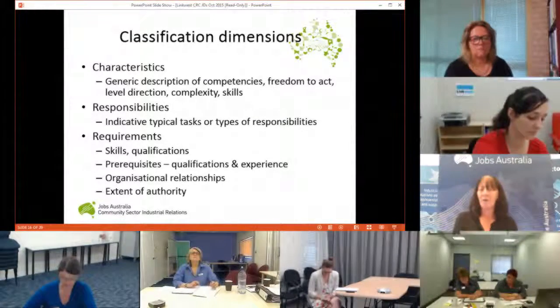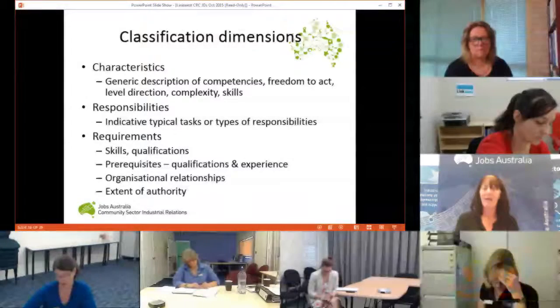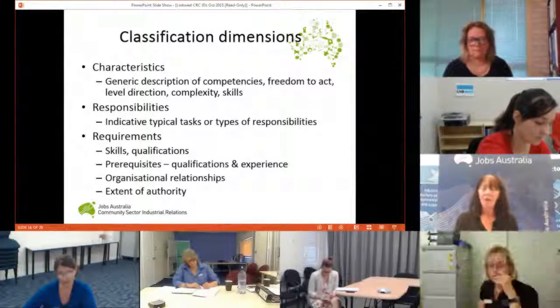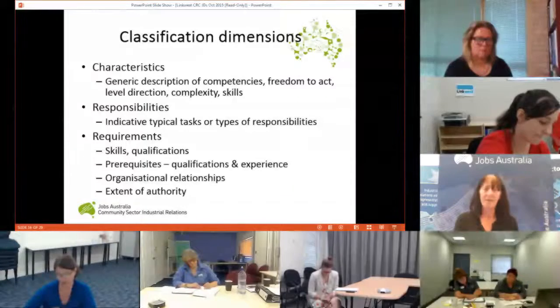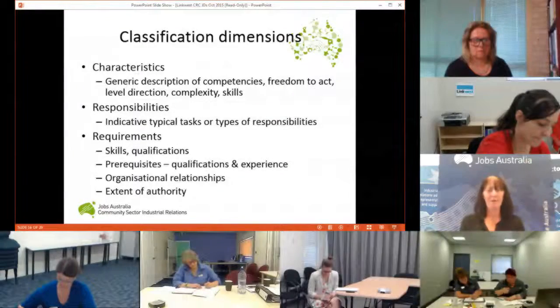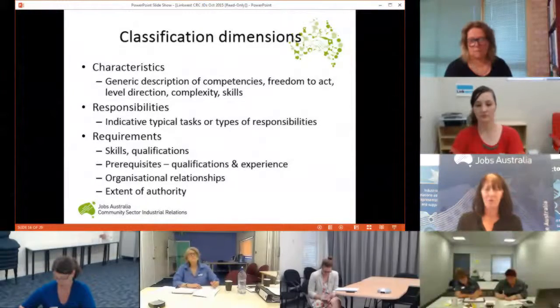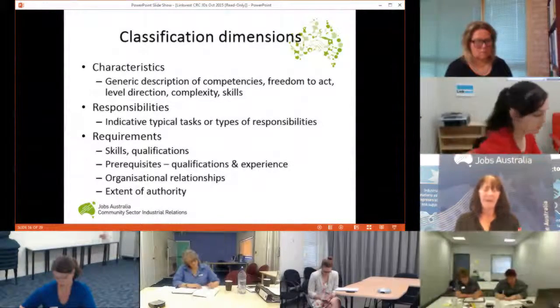If you don't already have a copy of the award, what I would say is don't print the award because it's undergoing review at the moment, so it can change quite often. But have a look at it off the Fair Work Commission website. So that's www.fwc.gov.au, but we can always send that to you. Have a look at the classifications. They're set out in Schedule A, and you'll see where we're listing these.